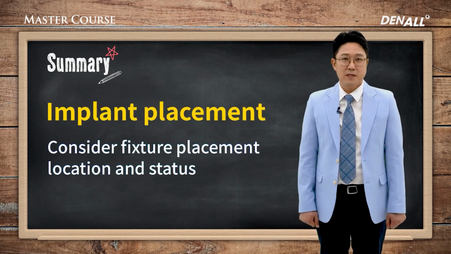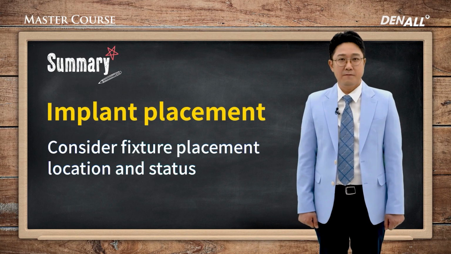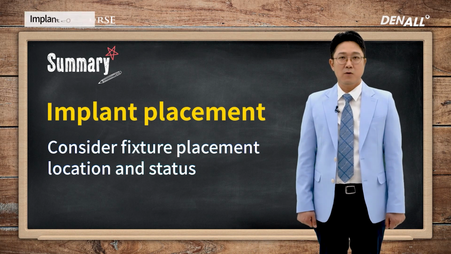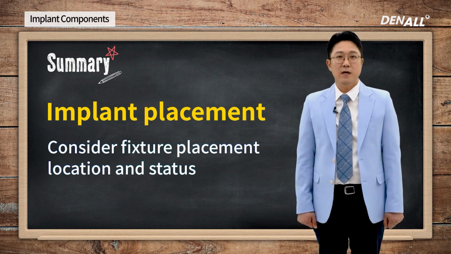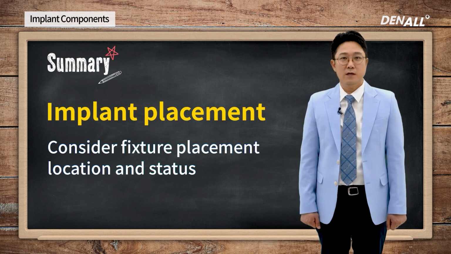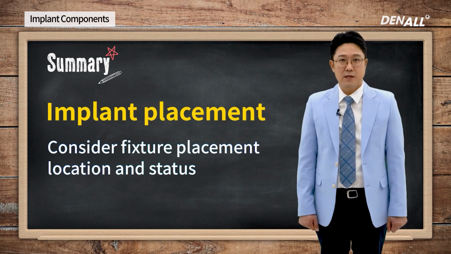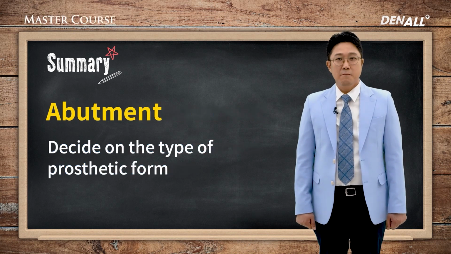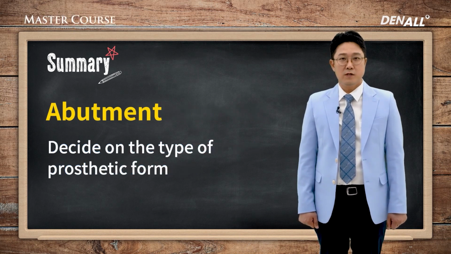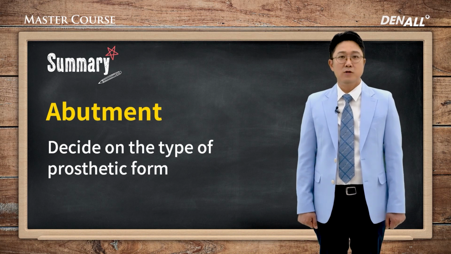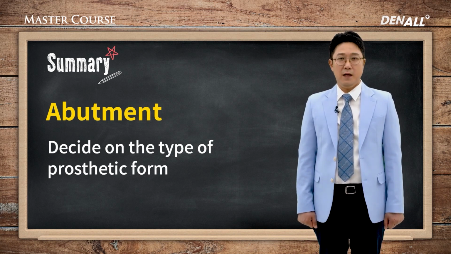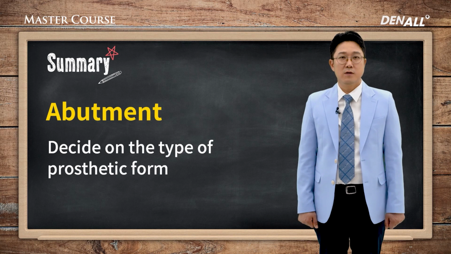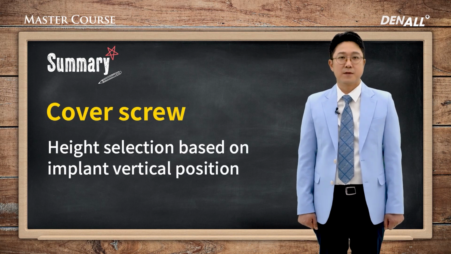In placing implant fixture, where are you going to place it? And how is the state of bone and gingiva there? And also, you need to consider the shape of the prosthesis that is to be fabricated. Abutment allows you to connect the prosthesis on the fixture and is determined by prosthesis fabrication type. Next, let's look at abutment screw, which connects the fixture and abutment strongly.